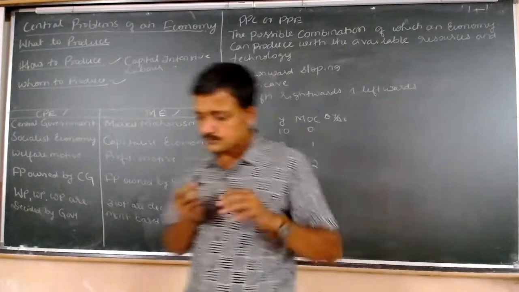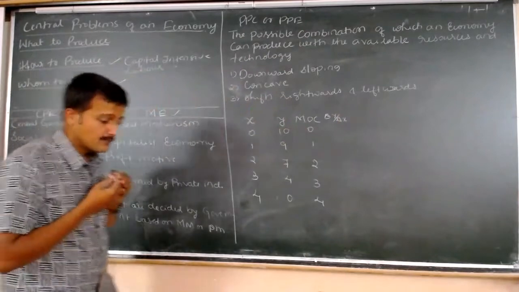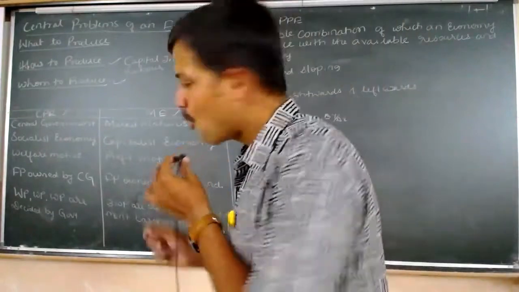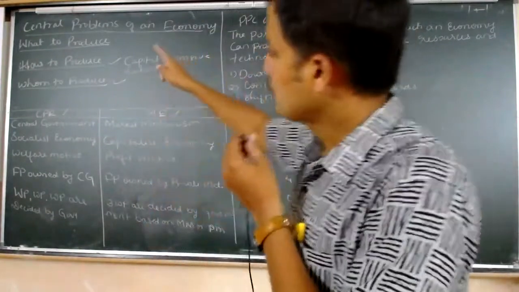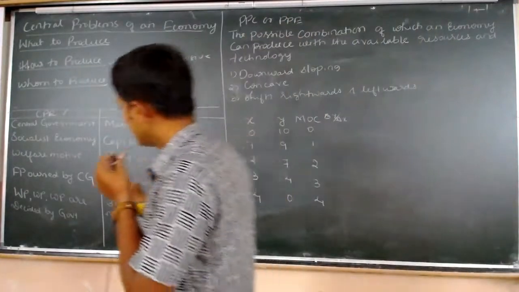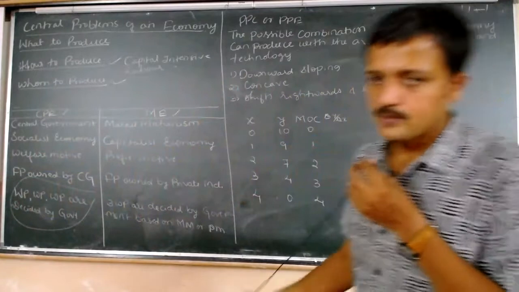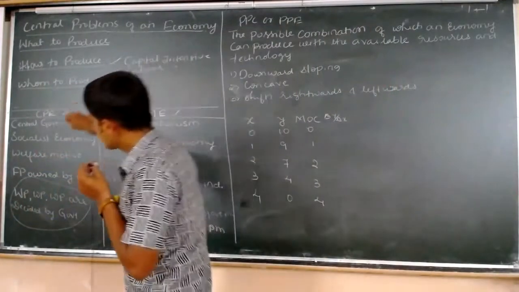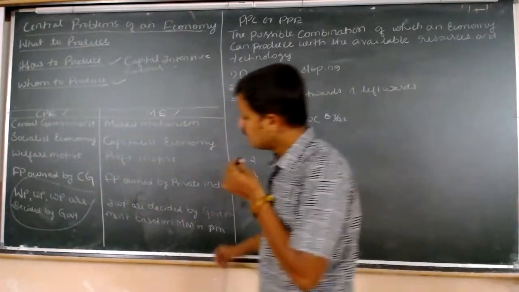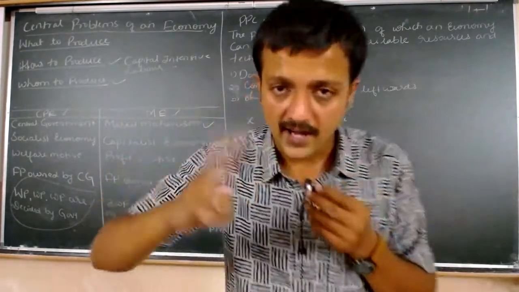Okay, so now what is a centrally planned economy? We know that it is a system in which the decisions are made by the central government. So all the decisions relating to what to produce, how to produce, when to produce, all these decisions are made by the government. Right? So all economic decisions are made by the central government, and in the market economy, all the decisions are made by the market mechanism. You know what the market mechanism is? The demand and supply.